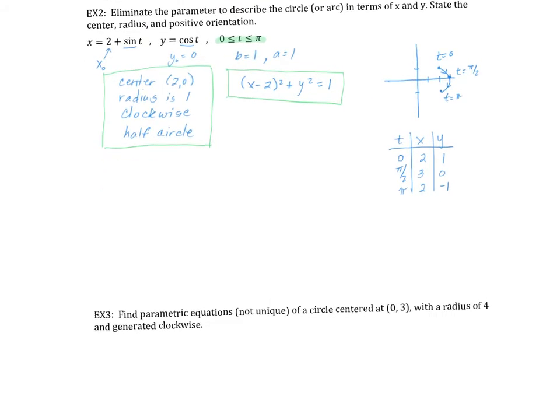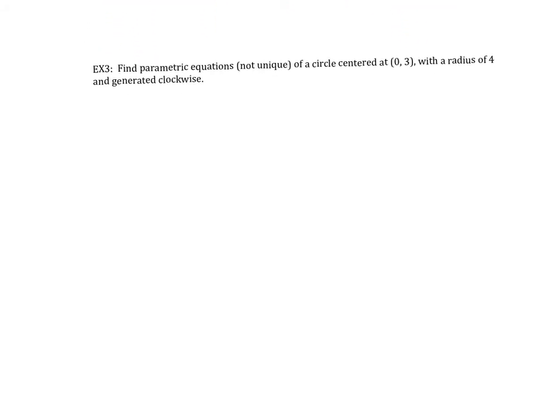In our previous examples, we were actually given a parametric equation. But what if you had to come up with a parametric equation? If we had to find the parametric equation, again, this is not unique, of a circle, we know it's going to be centered at (0, 3). We also have our radius of 4, and we know that it's generated clockwise, not counterclockwise.